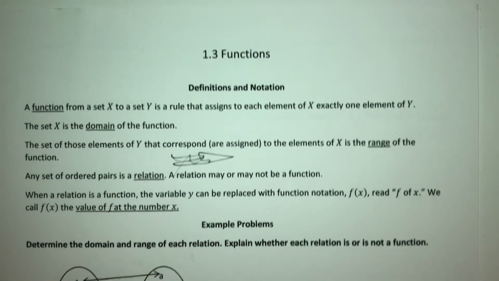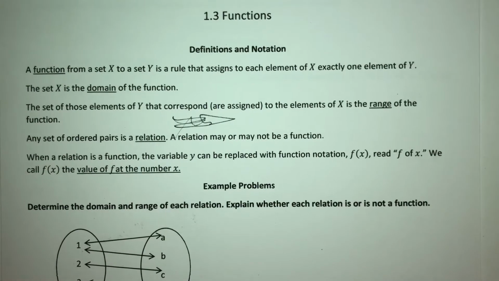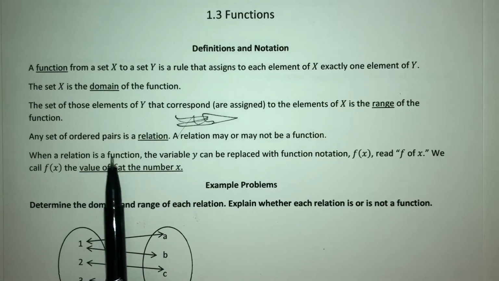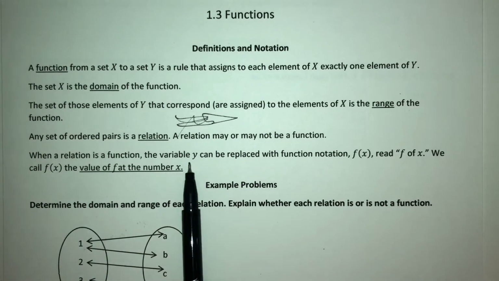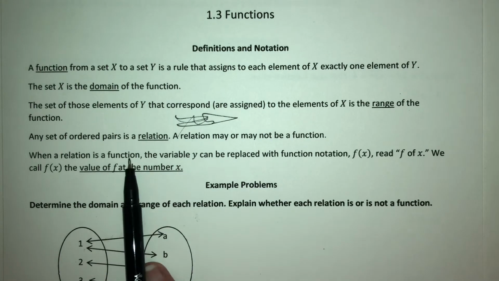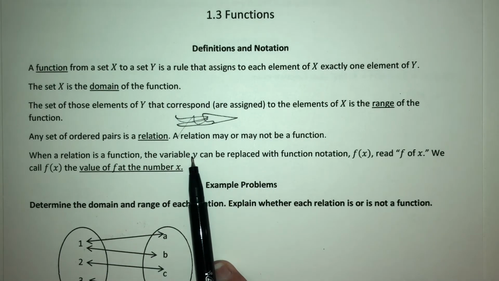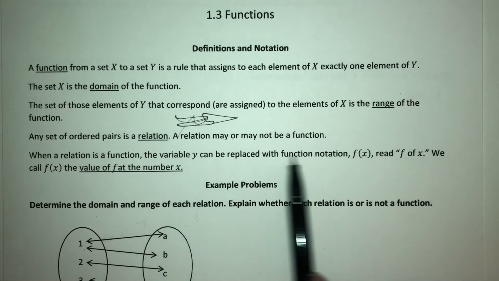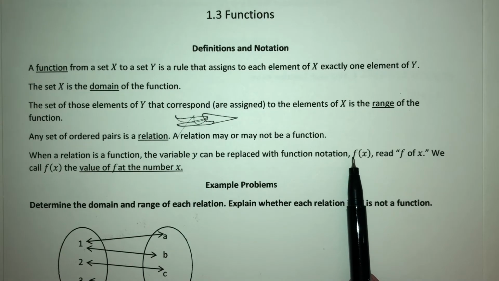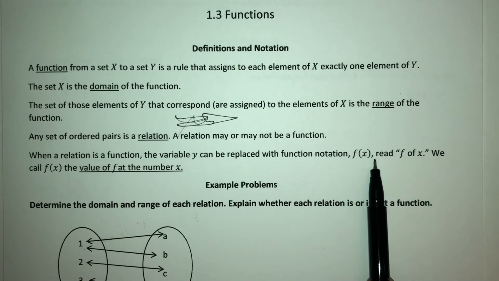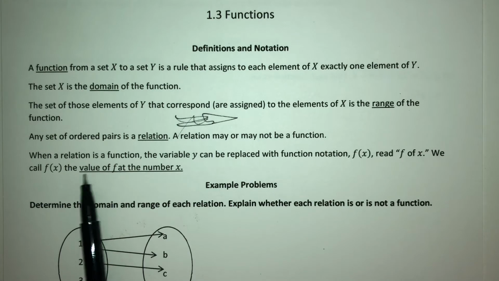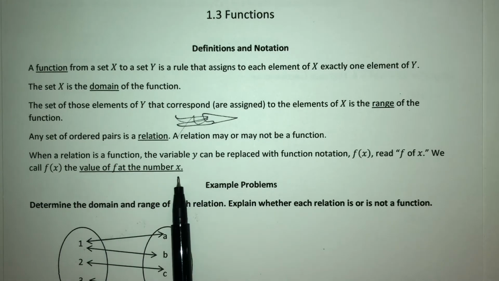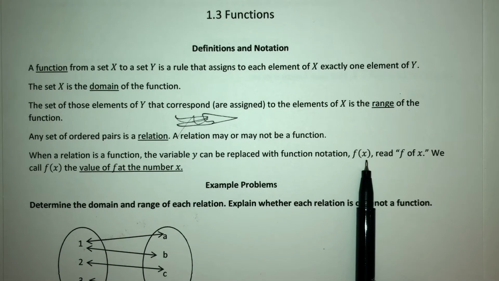Okay? Now, a relation normally has something like y equals something. But if it is a function, then we can make it more specific. y can be replaced with function notation, which is read f of x. And this is called the value of f at the number x, f of x.